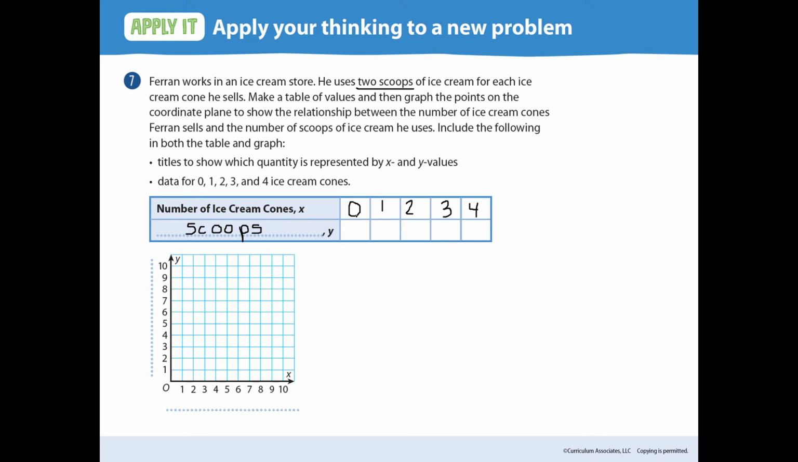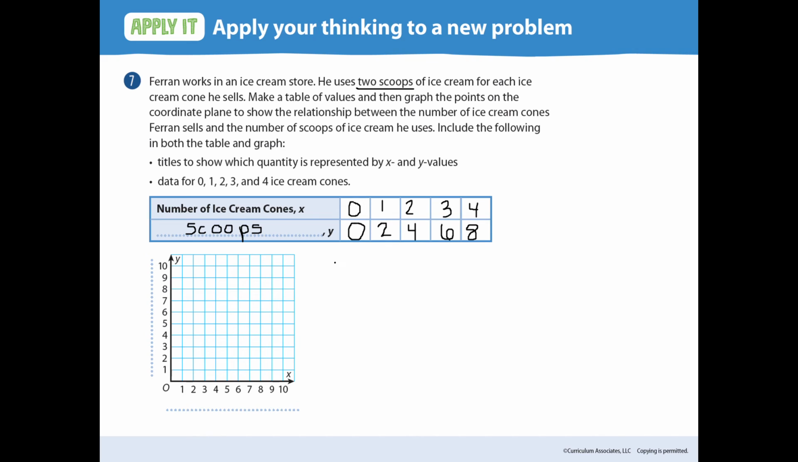So if he has 0 ice cream cones, then there would be 0 scoops. For 1 ice cream cone, each ice cream cone is 2 scoops, so 1 times 2 is 2. For 2 ice cream cones, 2 times 2 is 4. 3 times 2 is 6. And 4 times 2 is 8.